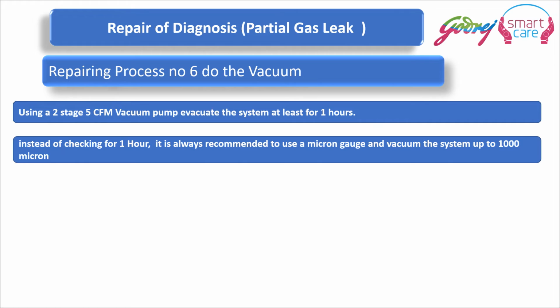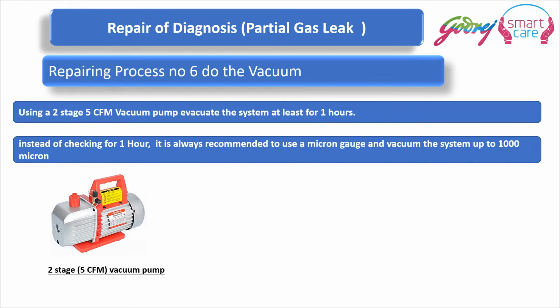Always use a micron gauge to check the vacuum in the system. At least it should be below 1000 microns, and if the vacuum has reached below 1000 microns, that means the sealed system has been properly repaired and all the water droplets, all the moisture from inside the sealed system has been removed.